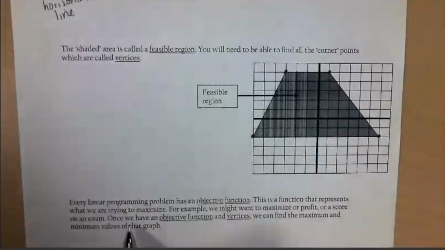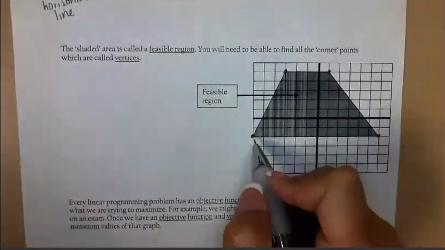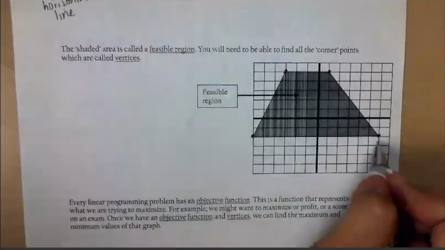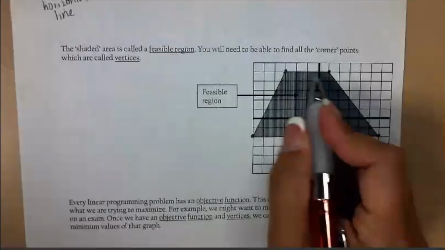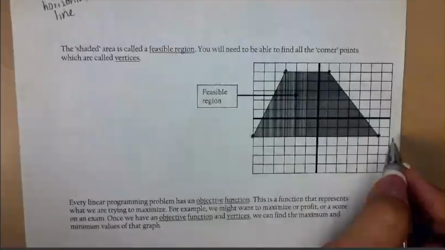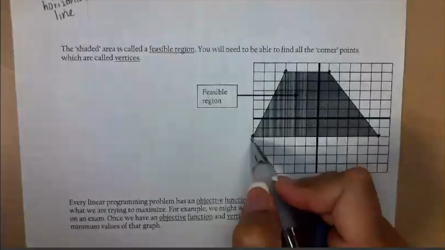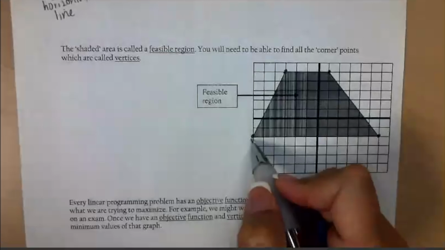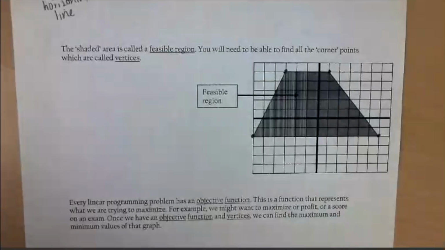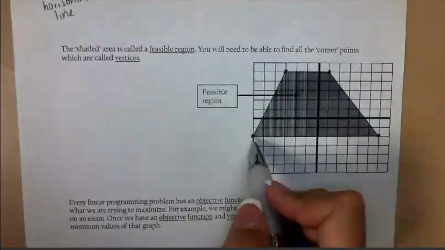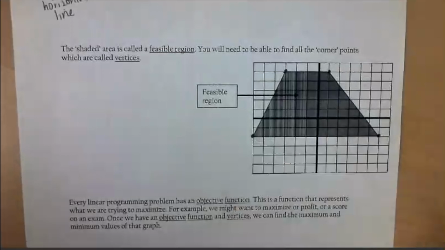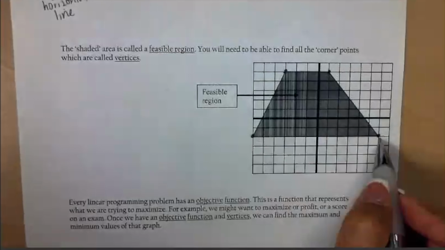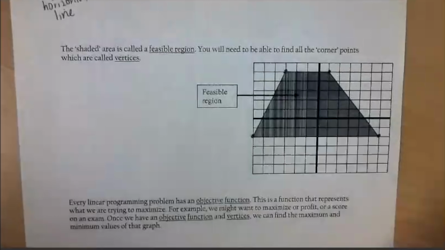Once we have an objective function and vertices, we can find the maximum or minimum by plugging those in. That's because you can only maximize or minimize at these corner points. So those points, these vertices, are really important. You have to be able to get the vertices, and we've taught you how to do that with the calculator to find the intersection, or you can do it with a matrix, or with substitution or elimination. But you have to be able to get these corner points that make the shape.